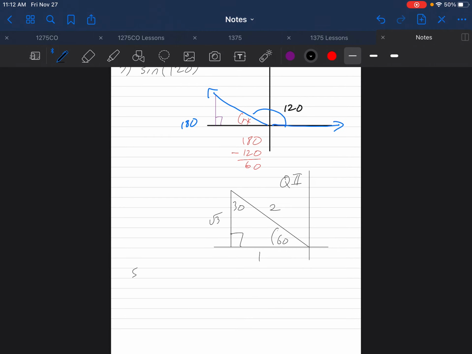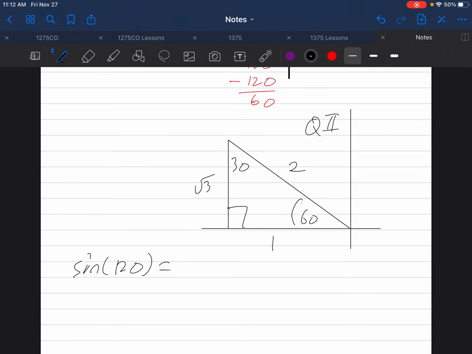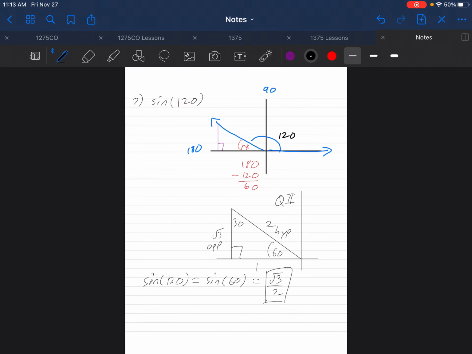So if we're looking for the sine of 120 degrees, what we are doing instead is using a reference angle of 60 degrees in place of this 120 degree angle. And since the sine function is positive in the second quadrant, that means this is going to remain positive, and we can use opposite over hypotenuse here, back to our SOHCAHTOA, and we get radical 3 over 2 as our answer.